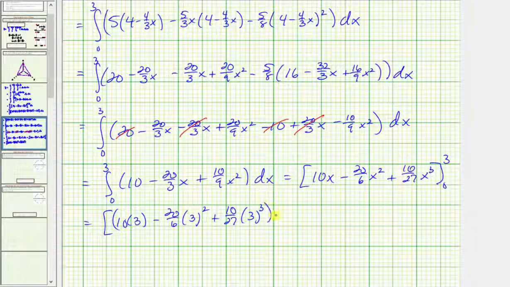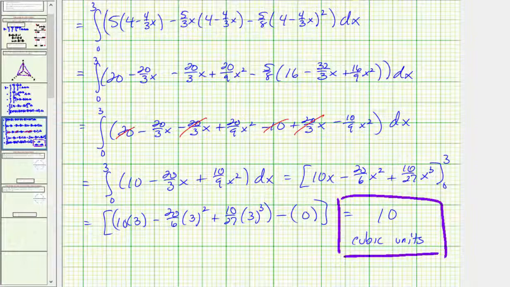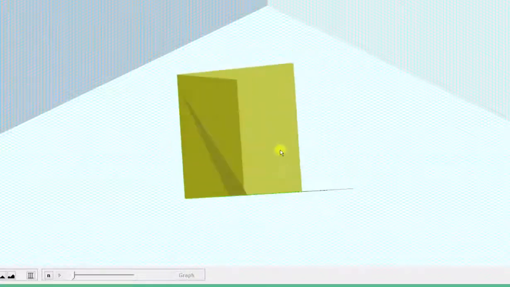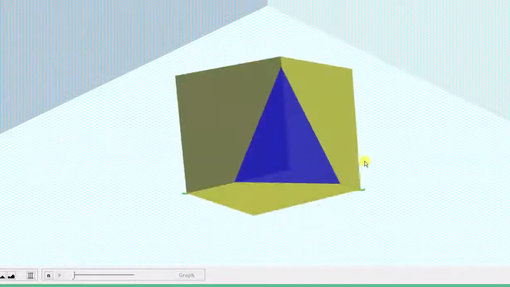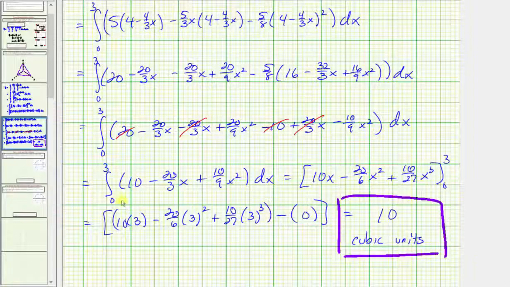So all of this minus, when x is 0, notice all the terms would be 0 because each has a factor of x. And this simplifies perfectly to 10, which means the volume of the tetrahedron would be 10 cubic units. Which again would be the volume of the tetrahedron shown here, bounded by the blue plane and the 3 coordinate planes. I hope you found this helpful.